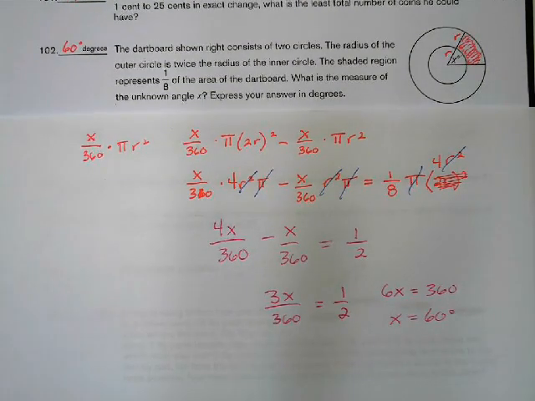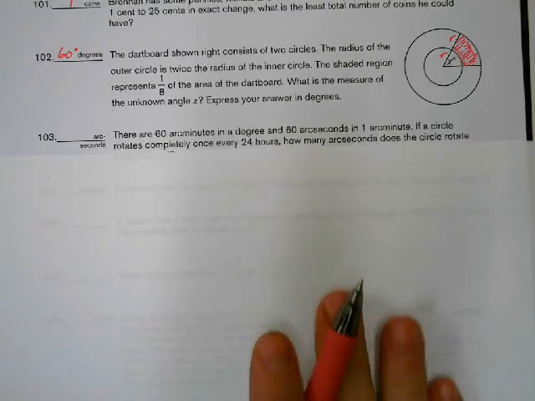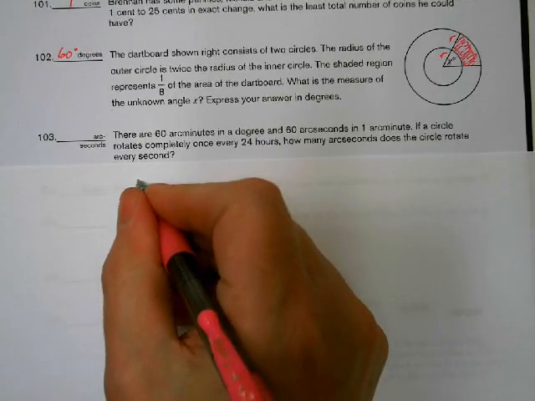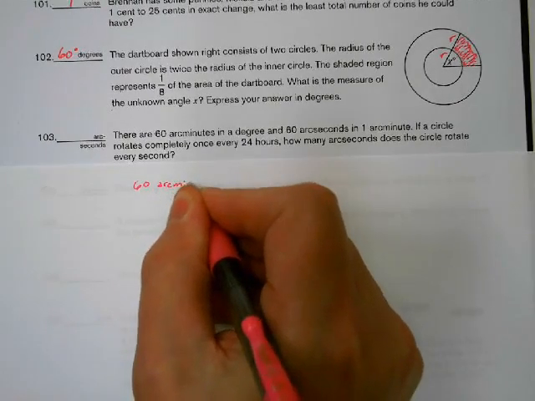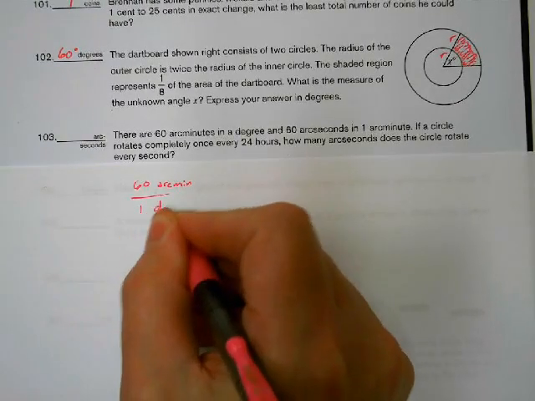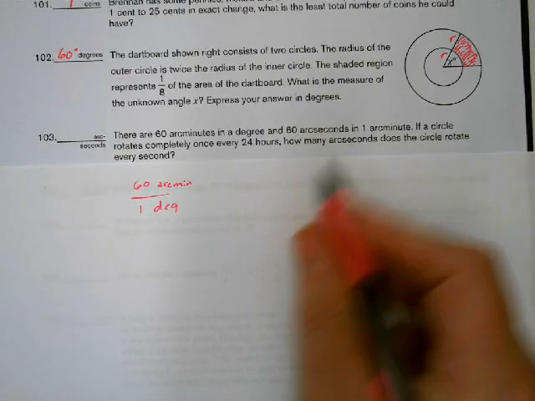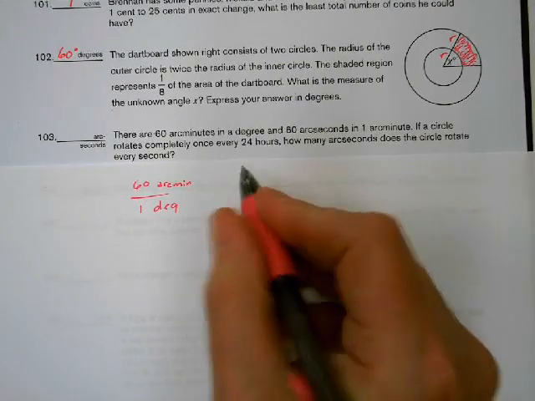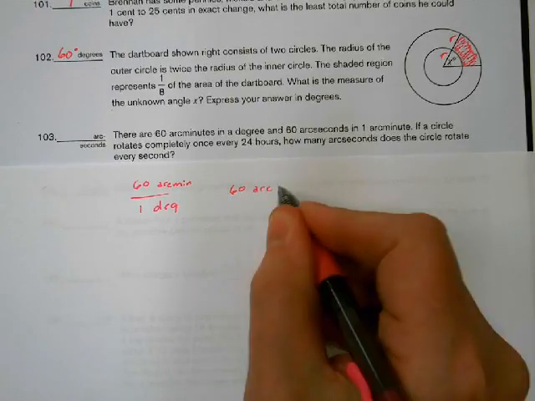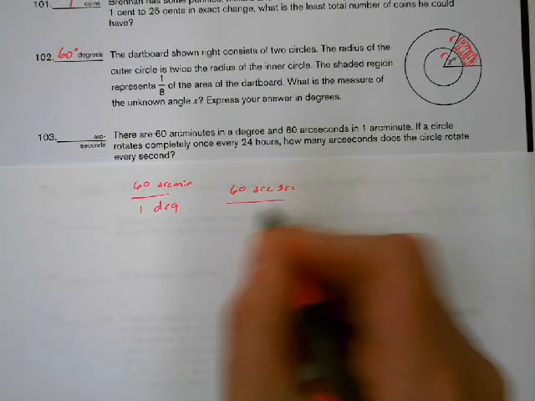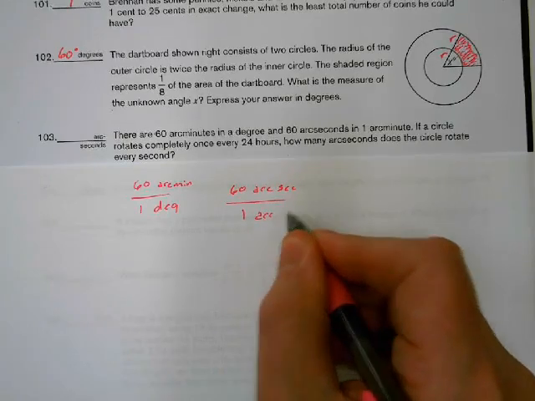Next one, number 103. There are 60 arc minutes in a degree. Okay, so that's a ratio. 60 arc min over 1 degree. 60 arc seconds in an arc minute. 60 arc seconds in 1 arc minute.